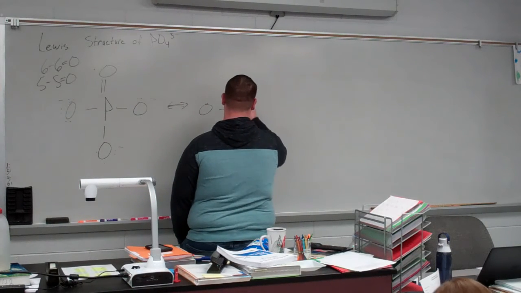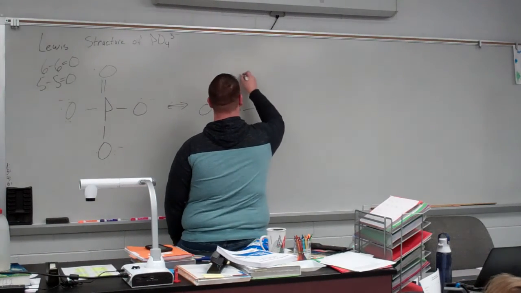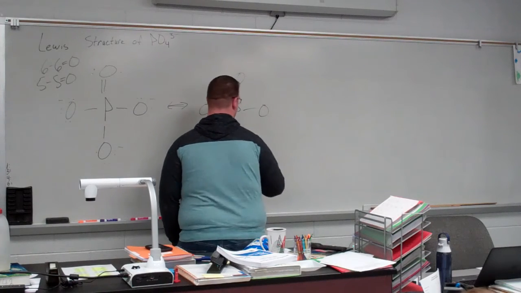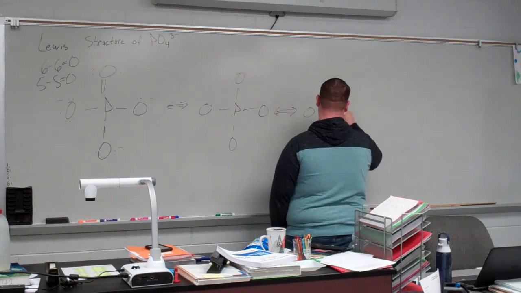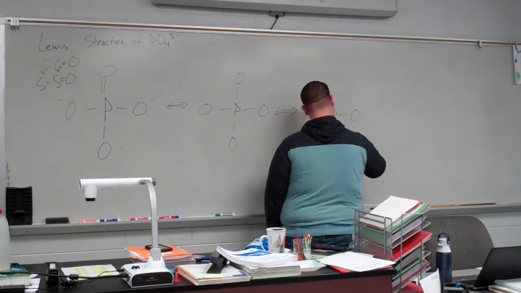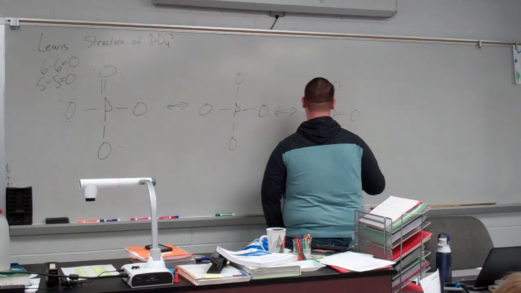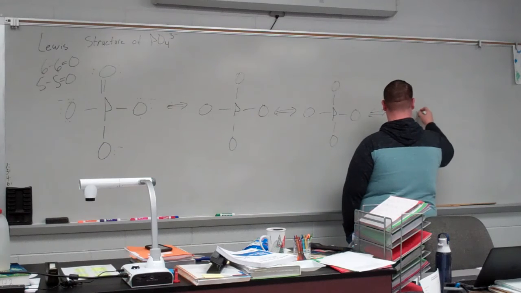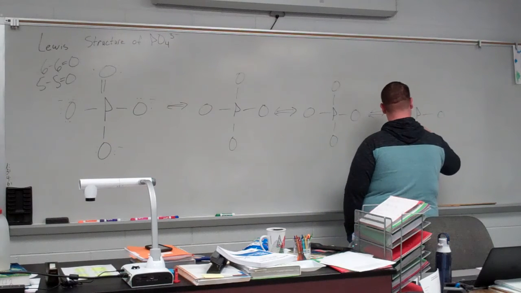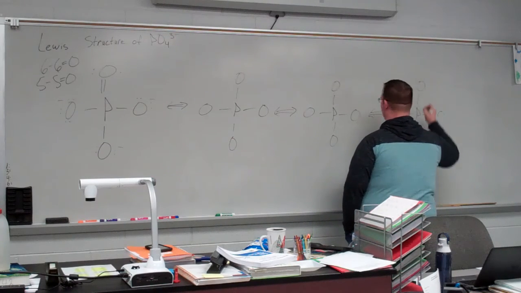So you couldn't just leave it like that? Cannot leave it. And then you have to draw the other 3 resonance structures. What? There's 3 different spots that the double bond can go.